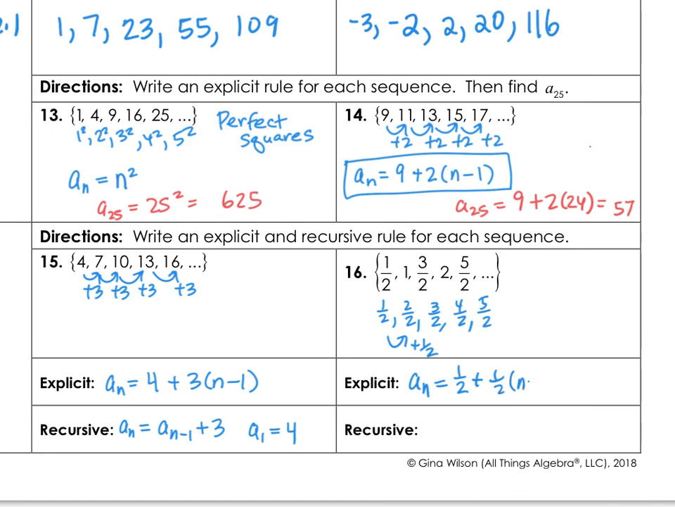Adding 1/2 n minus 1 times. Whereas the recursive one, we say you take the number in front of it, which is a sub n minus 1, and then we add 1/2, and our first term is 1/2. There we go. Okay, so have some fun working on the problems.